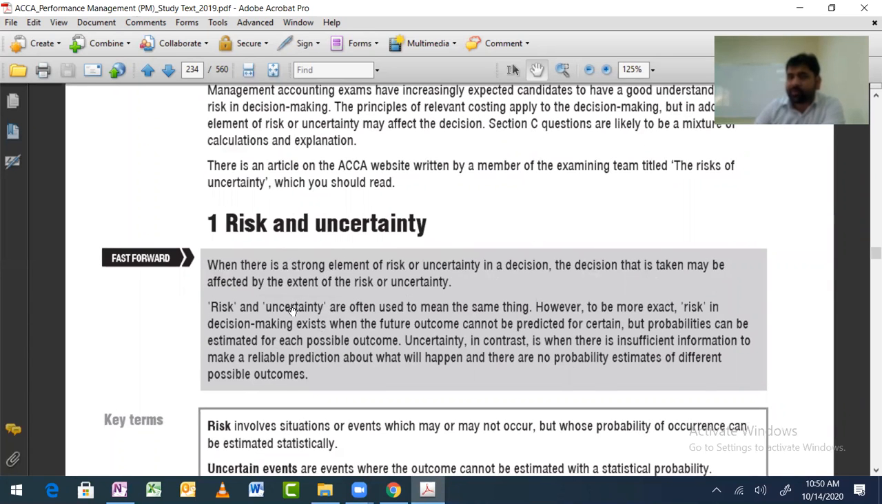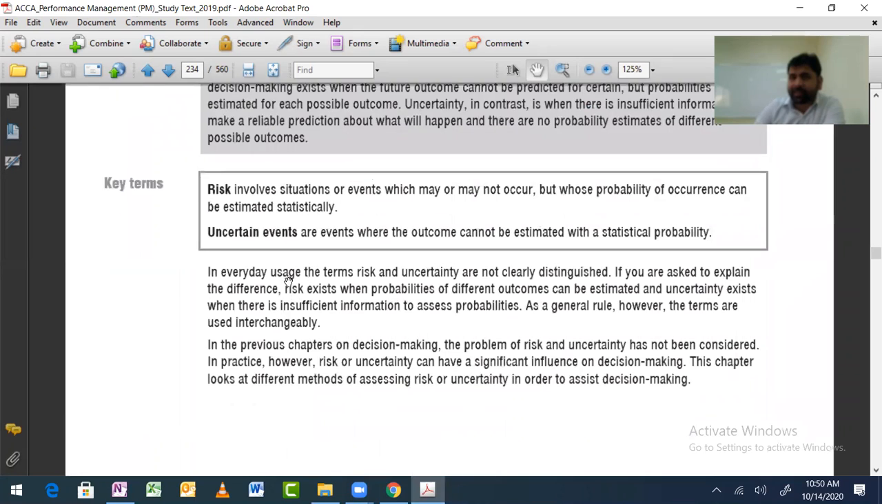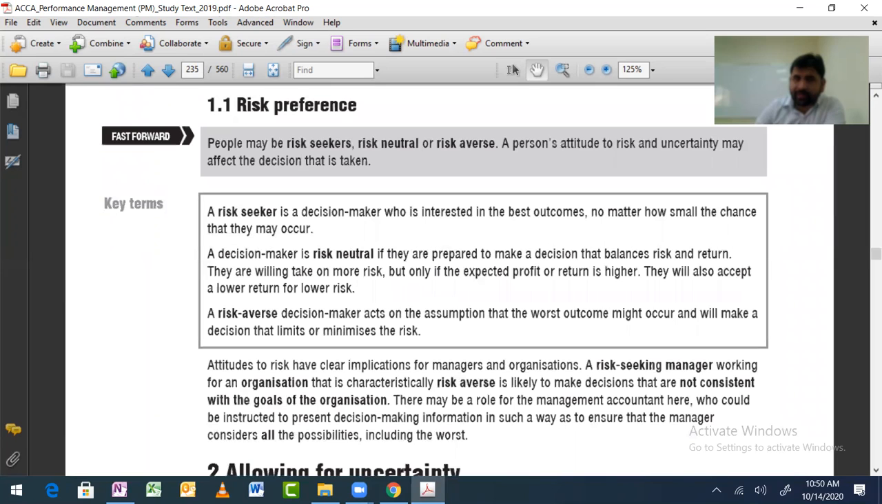Risk means where you can attach a probability. I think that is what is written here. There can be a probability attached to it. Whereas for uncertain events, where there is uncertainty, you cannot even do that. It cannot be estimated with a statistical probability. So that is the difference between risk and uncertainty.